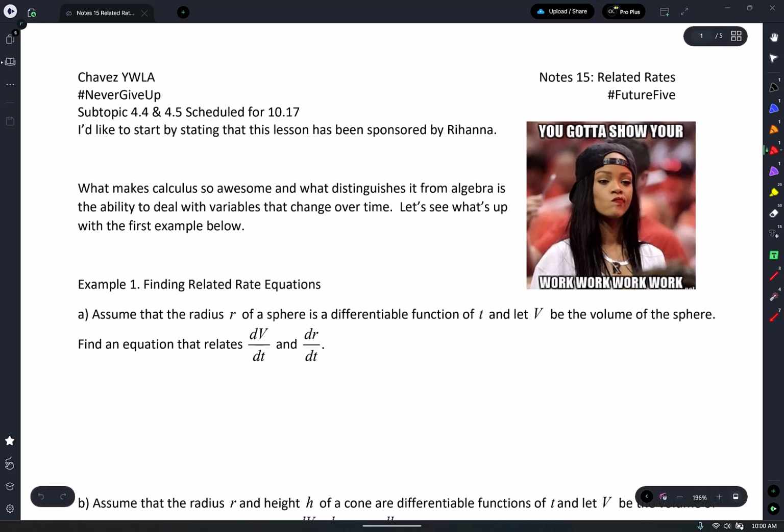Okay. All right, guys, here we go. Related rates. This is Unit 4, Topic 4.4 and 4.5. Put it in your calendars. We will probably have an exam next week on Thursday. Well, next week. It's more than a week. We're good. We're good.